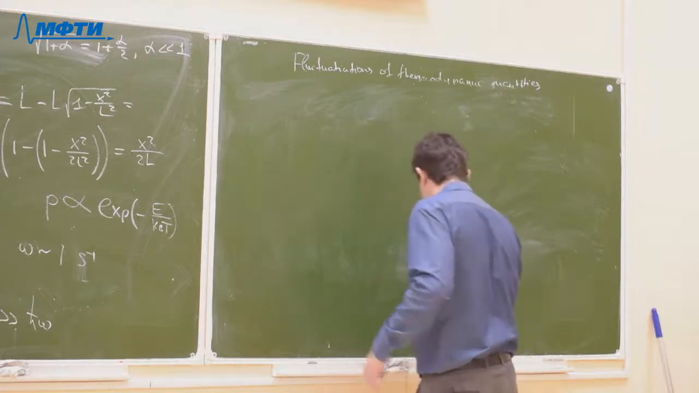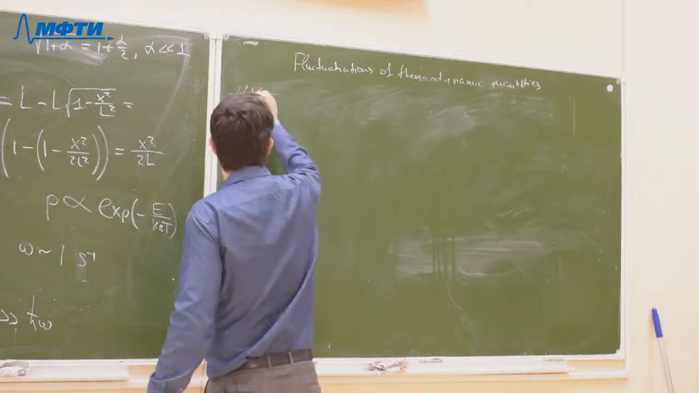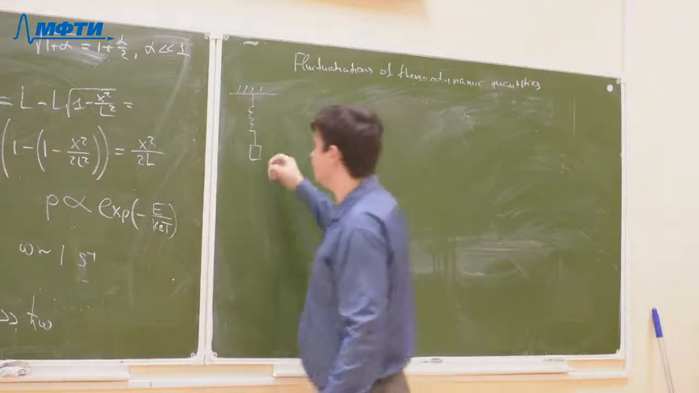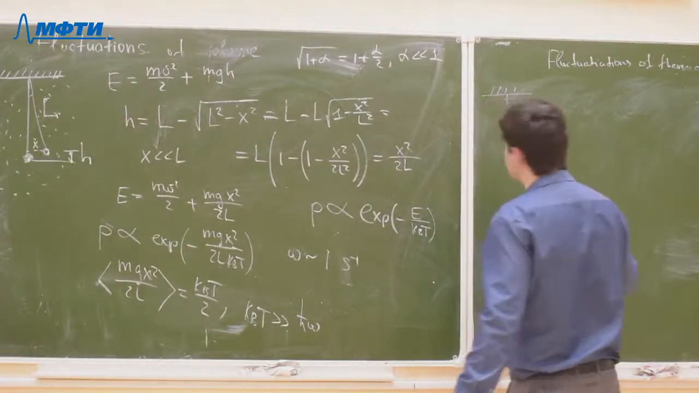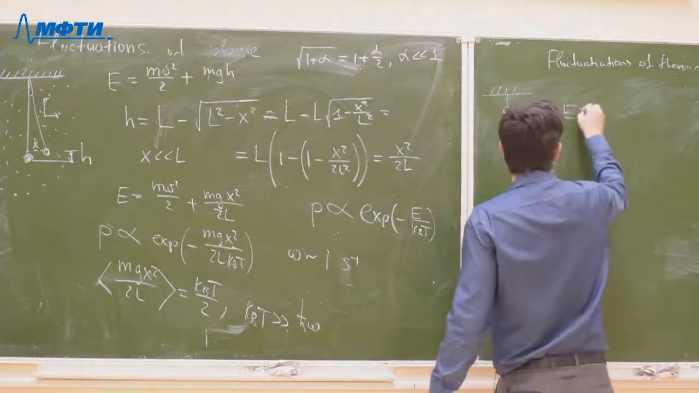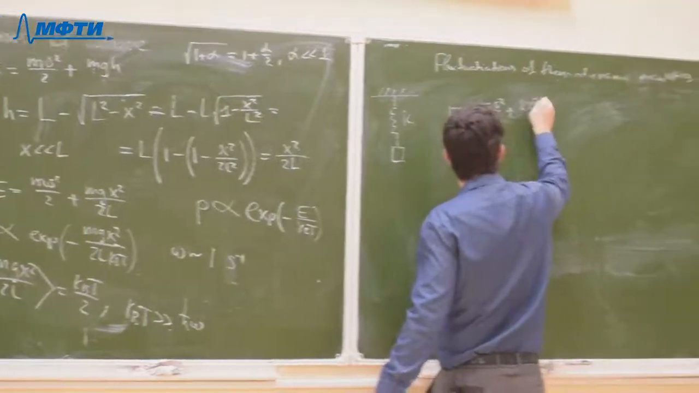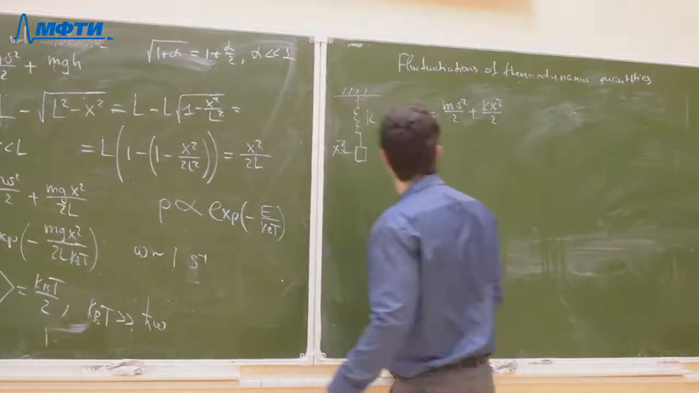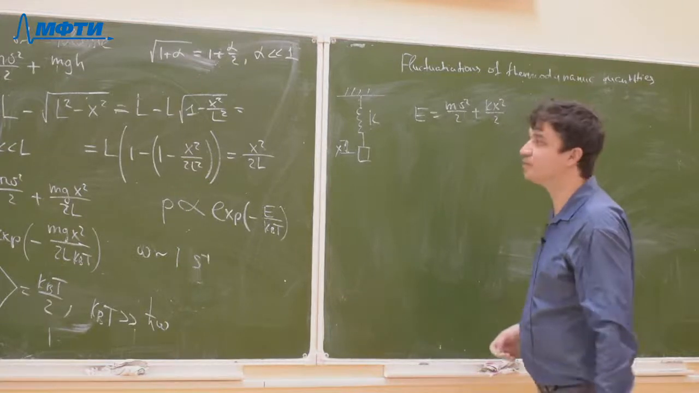Well, first of all, if this system is not a pendulum, but an oscillator on a spring, then nothing would change, except that instead of this mg over 2l, we would have the spring constant k in that formula. So we would have mv squared over 2 plus kx squared over 2, where x is a displacement from the equilibrium.